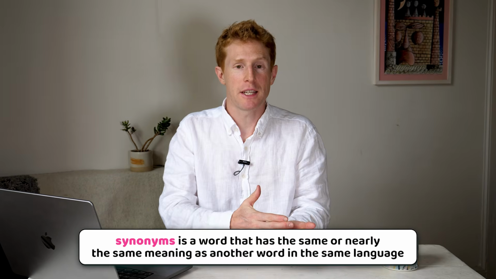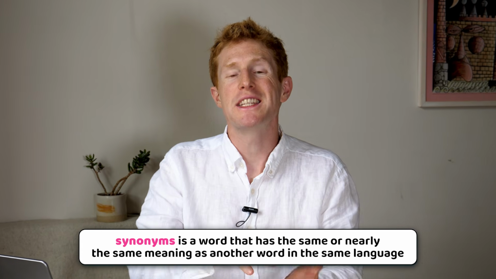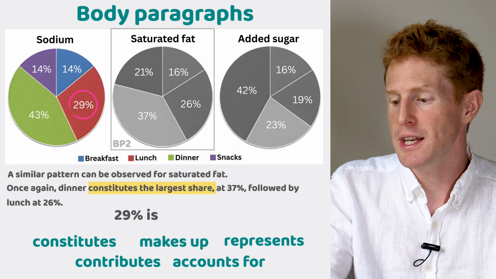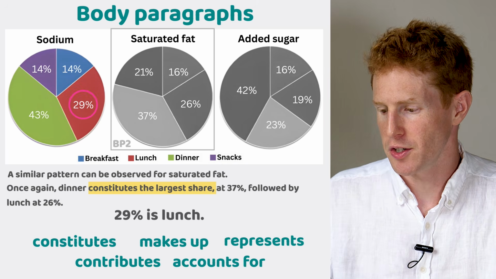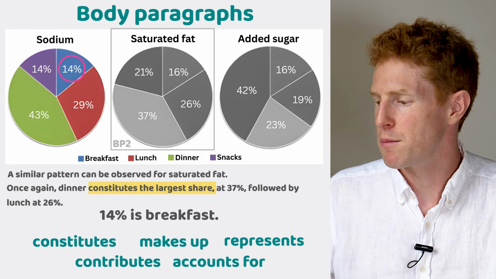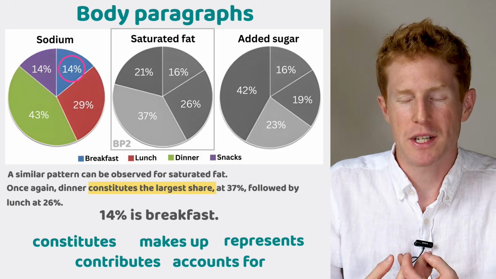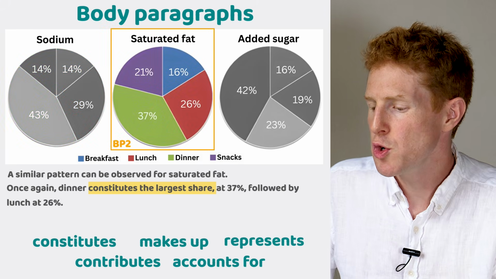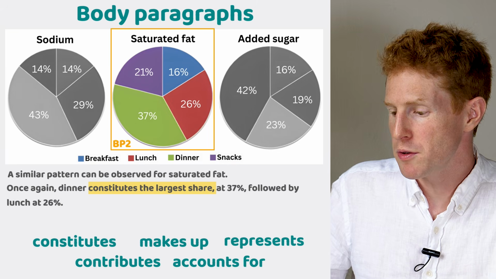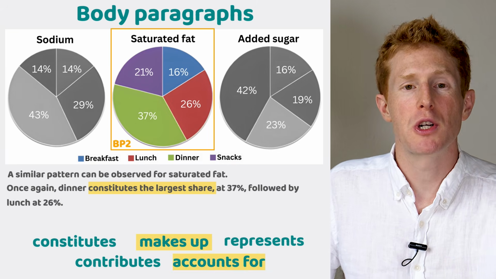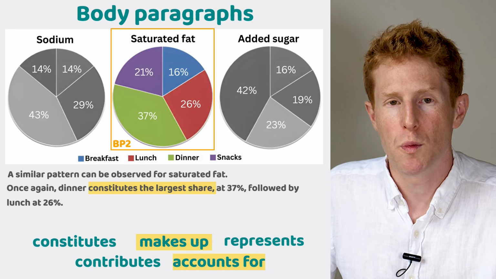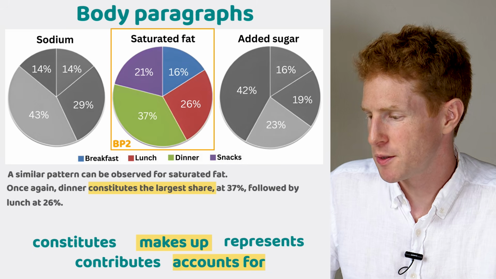These are great synonyms and useful phrases instead of saying, for example, 29% is lunch, 14% is breakfast. We use this language instead. Now, if you're going to remember two of them, I'd primarily use makes up and accounts for because I think they're the most useful when it comes to looking at pie charts.